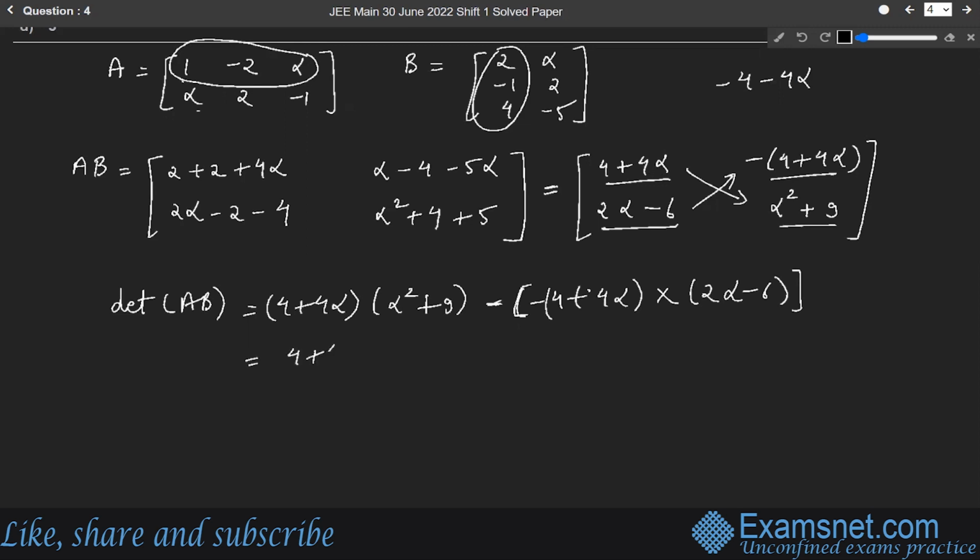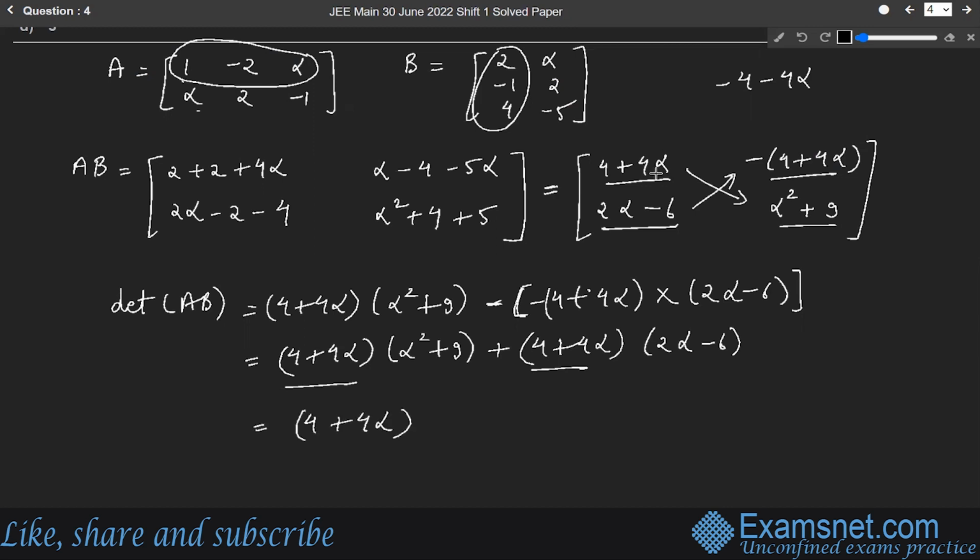So it will be (4 + 4 alpha) into (alpha square + 9) plus (4 + 4 alpha) into (2 alpha minus 6). All right. Now you can see that 4 + 4 alpha is common. So let us take 4 + 4 alpha common. So what are the remaining terms? The remaining terms are alpha square + 9 plus 2 alpha minus 6.